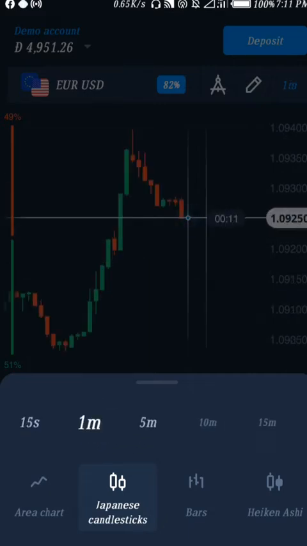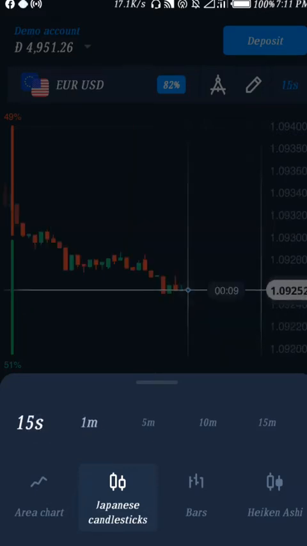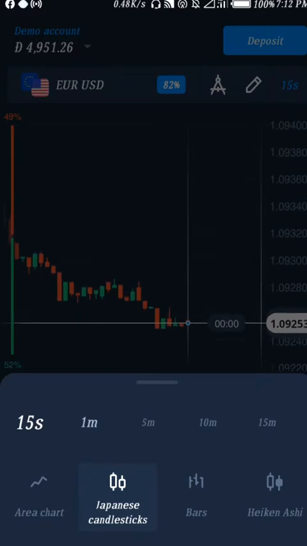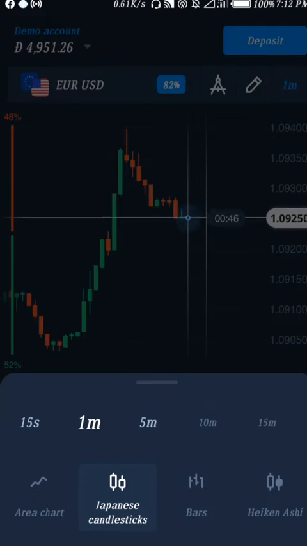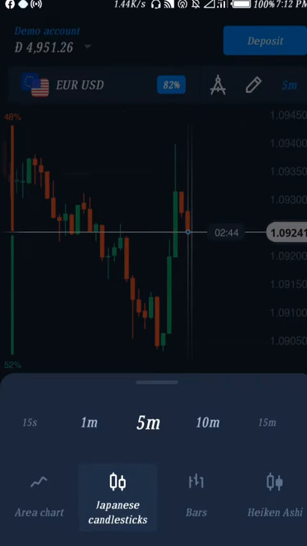This is for 15 seconds. 15 seconds here means that each candlestick represented on this chart took 15 seconds to be formed, and if I click on 1 minute, it means every single candlestick that you see here took 1 minute to be formed. If I count 10 candlesticks right now, it means it took 10 minutes for them to be formed. If I click on 5 minutes, each candlestick represents 5 minutes, but we are not using any of that. We are using just 1 minute.